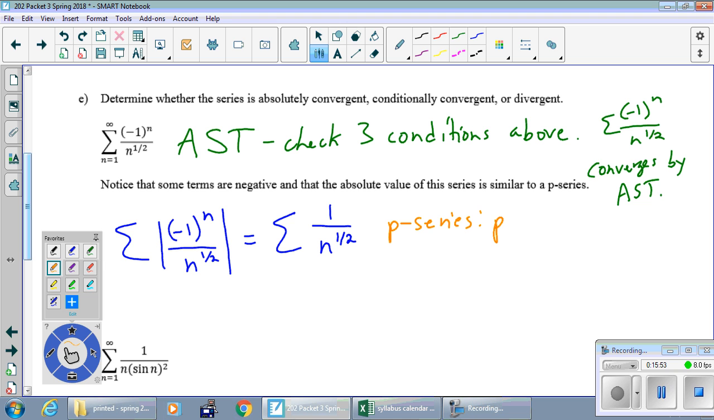In this case, p is equal to 1/2, and remember our cutoff for p-series converging is that p is greater than 1. I guess I'll say it's less than or equal to 1. And so that means that we're on the divergent side of the cutoff, and so that means that the summation of 1 over n to the half diverges. And that's the p-series test.